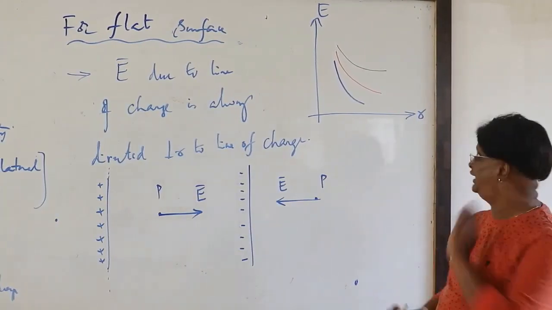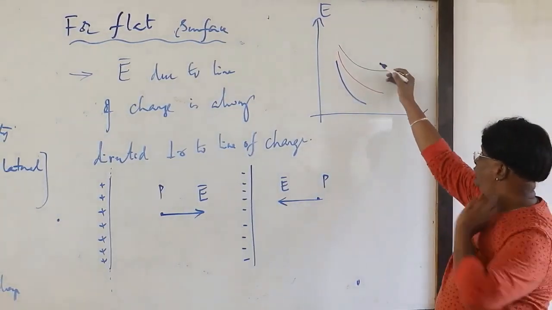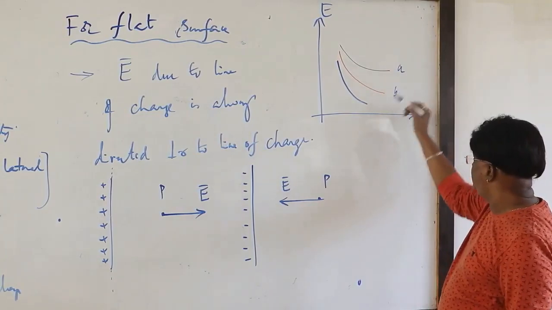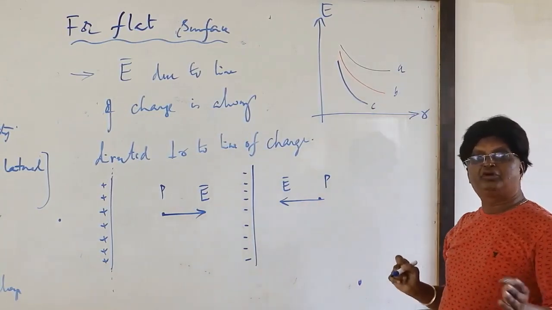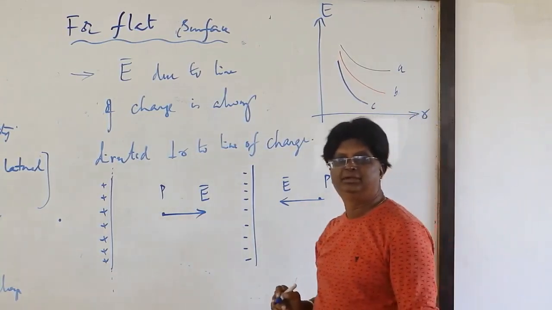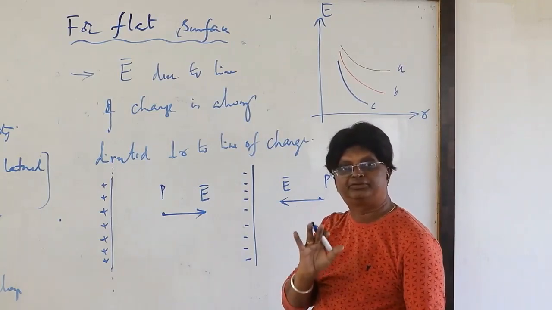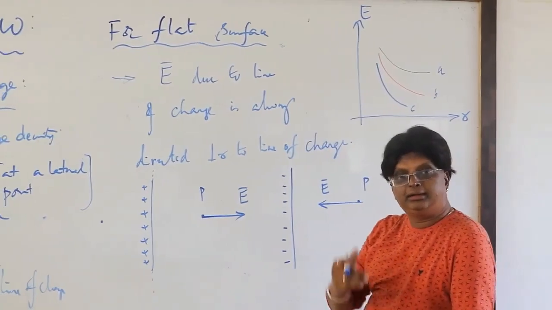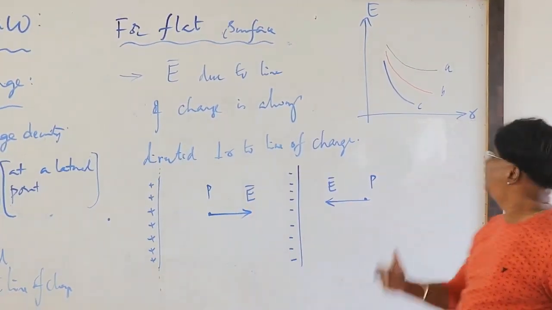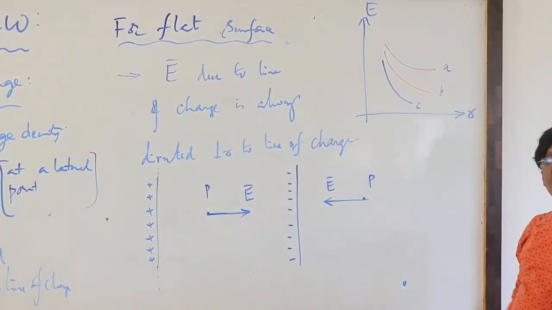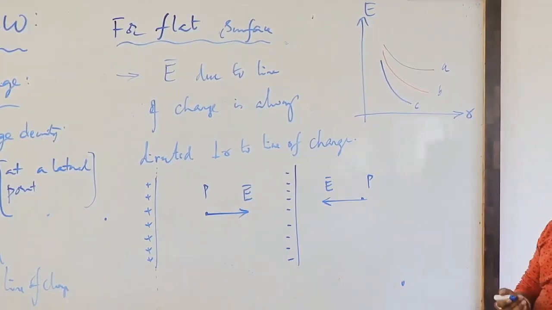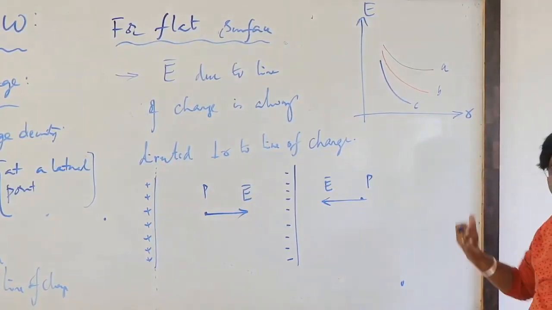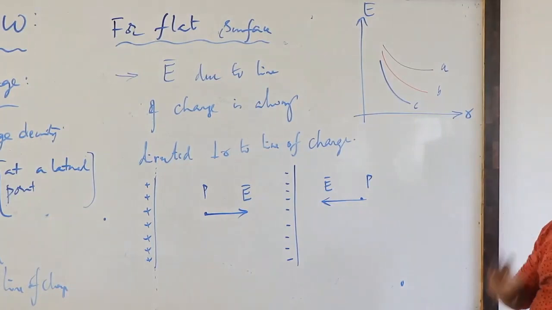Now the question comes that which of them, supposing I call them A, B and C, which of them represents, supposing these are the 3 curves for a point charge, a line of charge and one more a dipole. Which of them represents the point charge, which of them represents the dipole? That is the question.